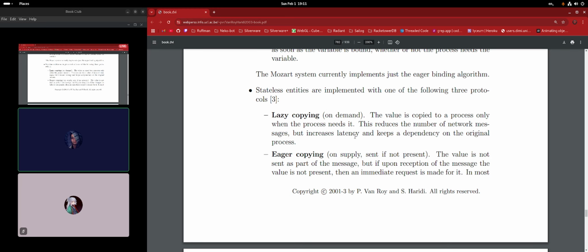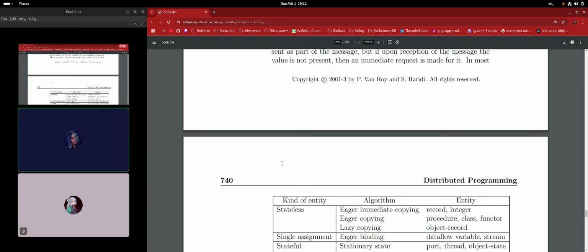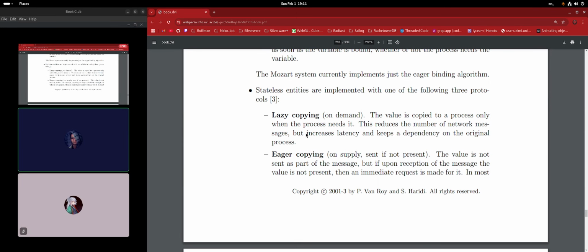Just a reminder, stateless entities are being shared by writing to a file. So all of these strategies are regarding when you are gonna get your version, like somebody updated the file, when are you gonna get the update? This is what we're talking about. Then with lazy copying, you're only gonna get the update as soon as you need it, which probably also has the same latency problem, because of the same reason that Marin just explained.